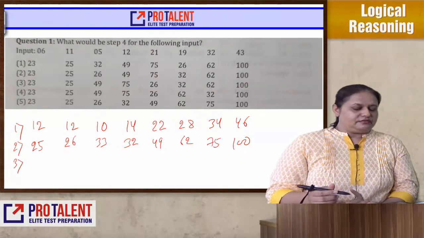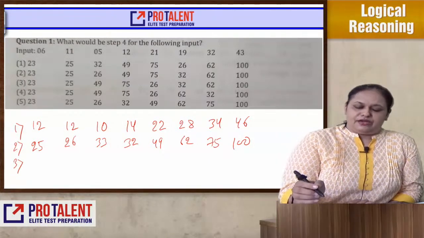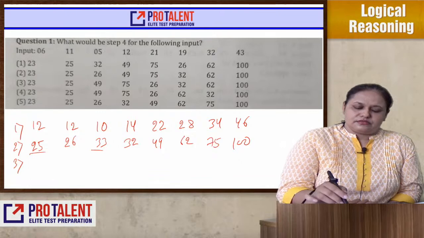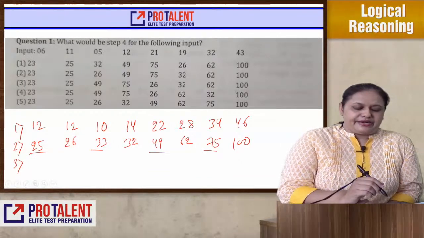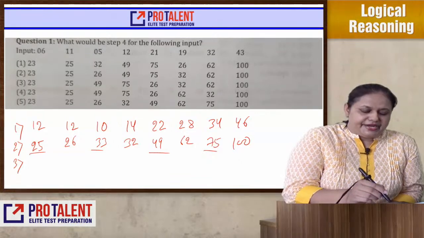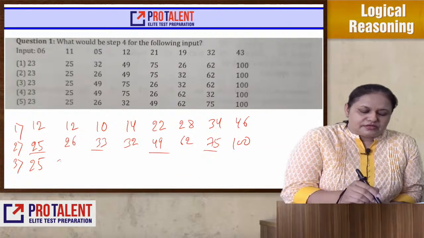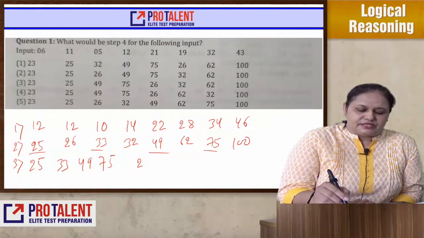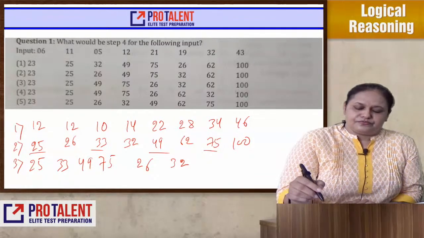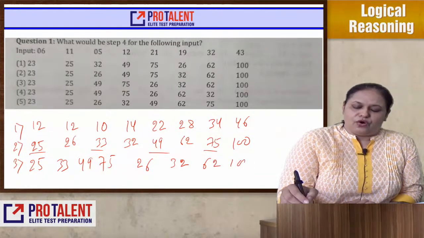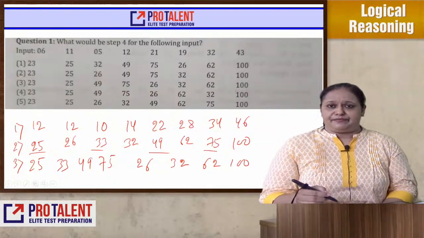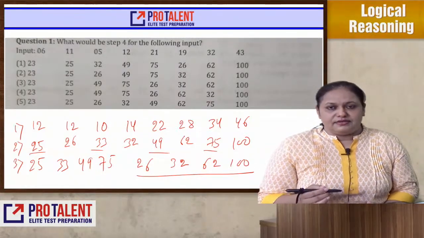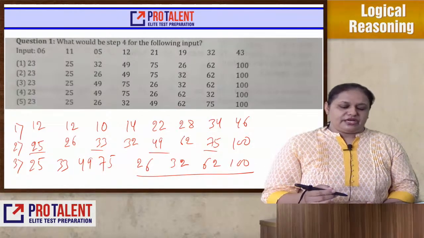Third step would have been, what was the third step? Taking all the odd numbers and arranging in ascending order. So I will be getting 25, 33, 49, 75 and then 26, 32, 62 and 100. Oh, so my step 3 and 4 are going to be the same. There is no difference because even in step 4 I was supposed to arrange it, and this is already in the ascending order. So what would be the step 3 and 4? It's going to be the same.